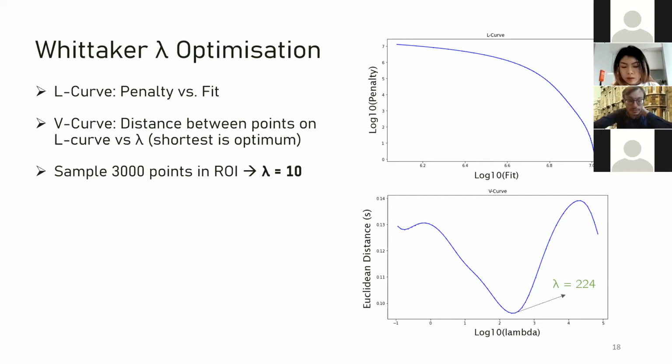So to balance between getting clean enough data to produce meaningful quantifiable results while not needlessly expending computational power, we did not calculate lambda for every single pixel. Instead, we sampled 3,000 random points from our region of interest to calculate a good smoothing parameter to use for every point. This ended up being lambda equals 10.